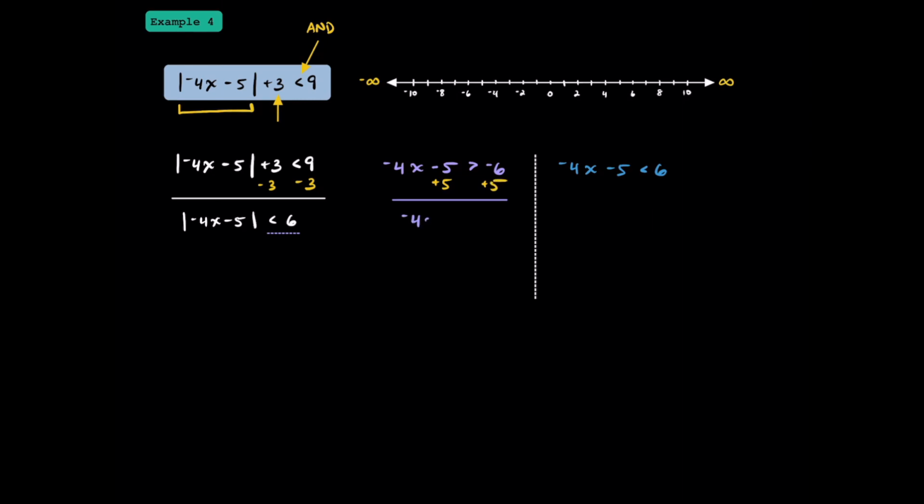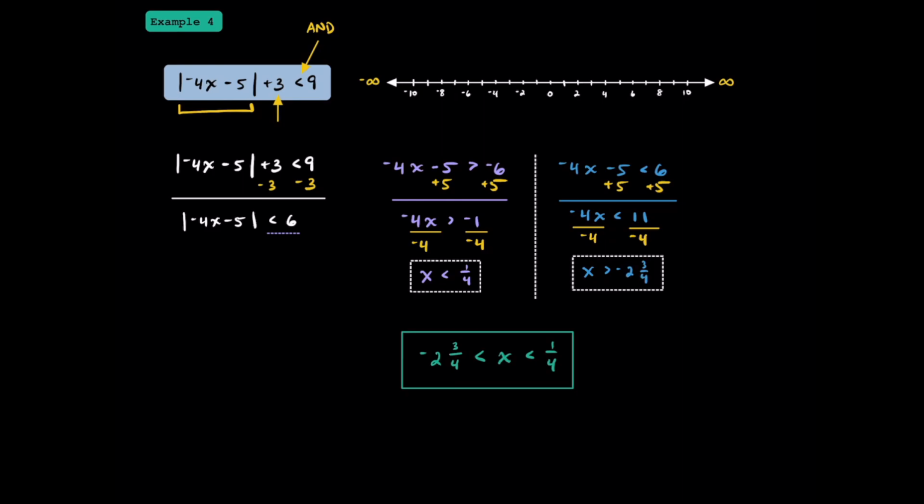We'll get negative 4x is greater than negative 1. And we'll divide both sides by negative 4. And that'll flip our inequality so we get x is less than positive 1/4. Solving on the right, we're going to start by adding 5 to both sides. We'll get negative 4x is less than positive 11. And dividing both sides by negative 4, we'll flip the inequality to get x is greater than negative 2 3/4.